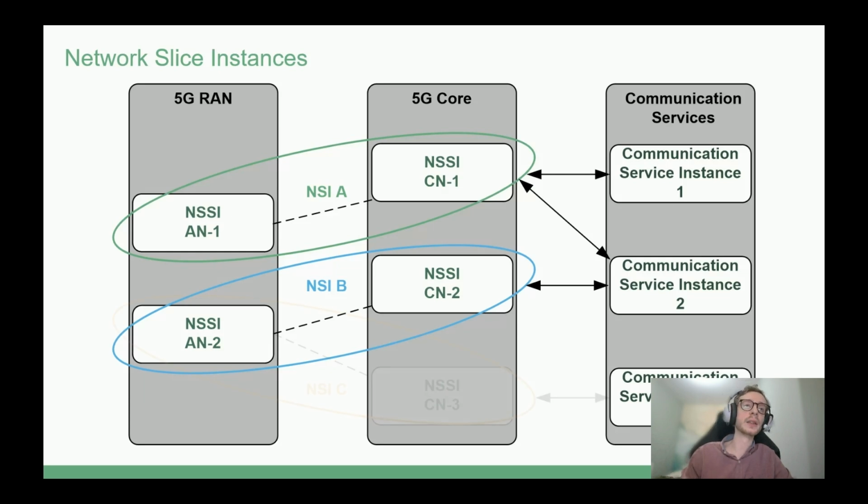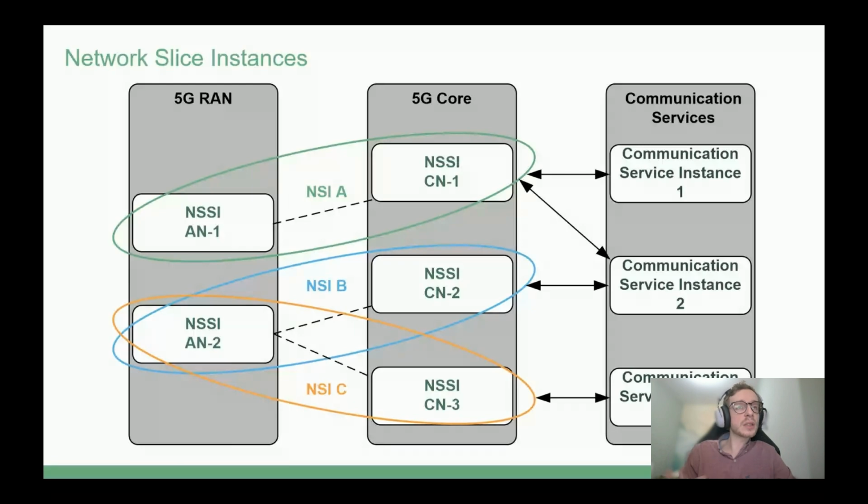And finally, we've got this network slice instance C. And we can see here that it's sharing that NSSI, that access network 2, with the NSIB. So depending on the requirements of a network slice, we may actually be able to reutilize or utilize at the same time the same NSSIs. It depends on the data which is being sent across the network.